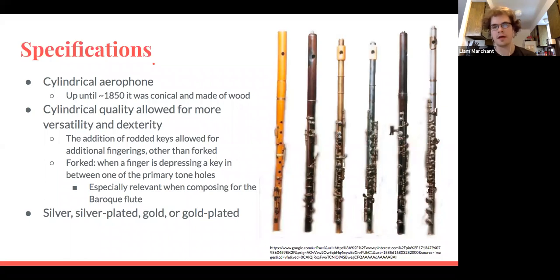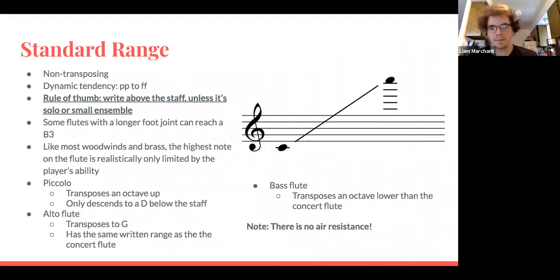The modern day flute is silver, silver-plated nickel, gold or gold-plated silver, very commonly gold-plated nickel. But the standard range of the flute is a C4 to a C7. It's a non-transposing instrument, meaning the pitch written is the pitch heard.